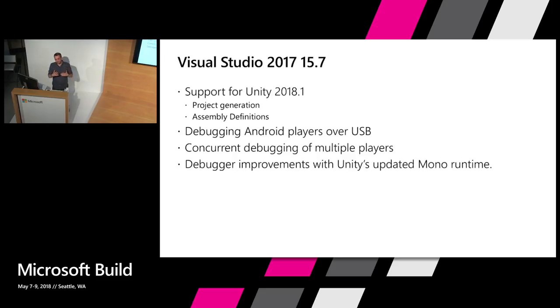And because Unity has updated the Mono stack, as I was saying, there's also a lot of small debugging features that we can implement. For instance, the ability to move the statement while debugging. All the features that you're used to when debugging traditional .NET code, we're trying to bring that to Unity.